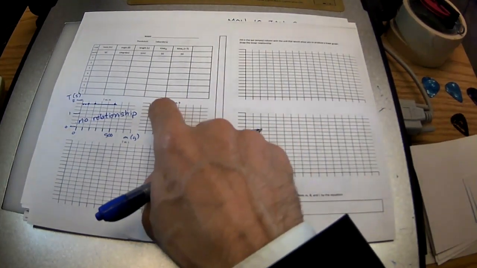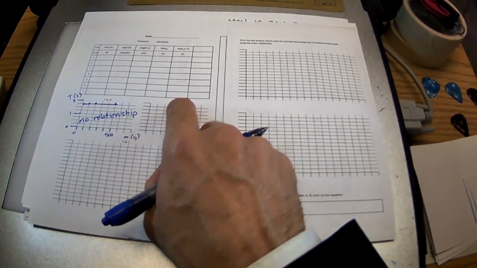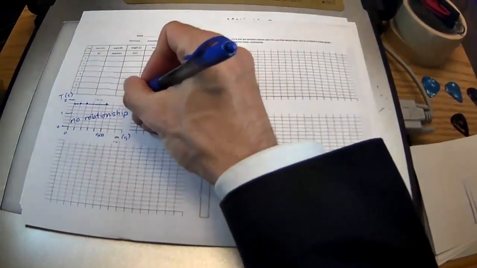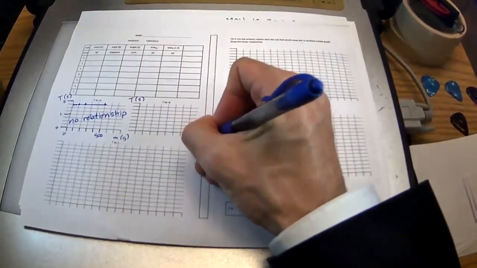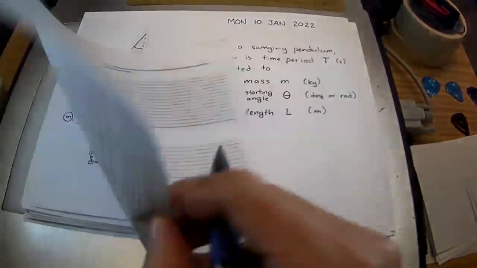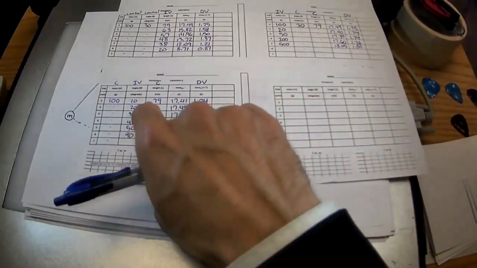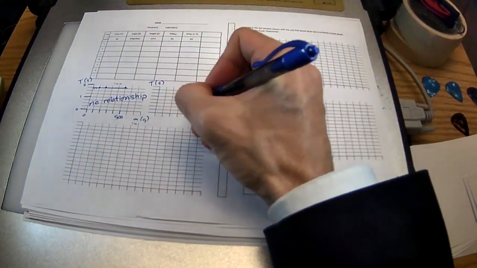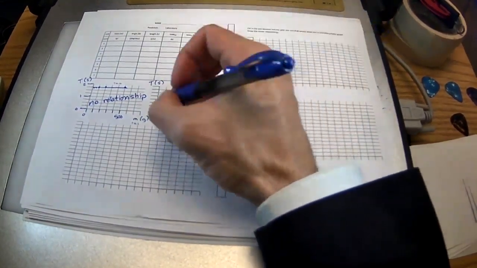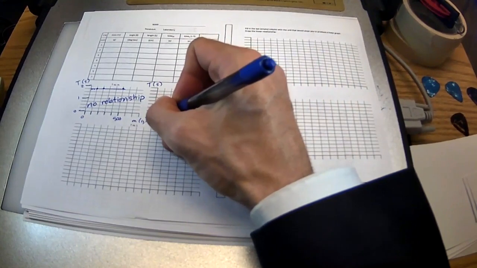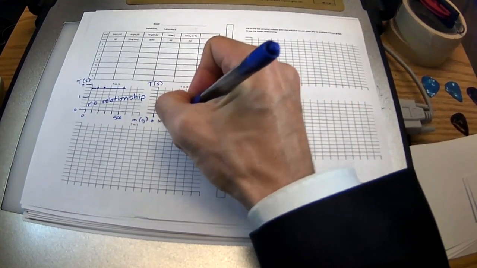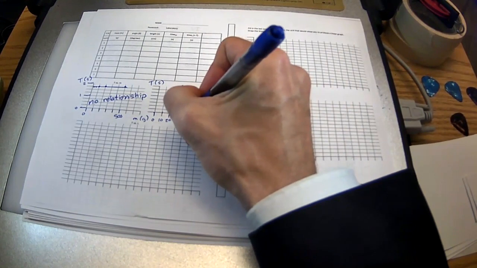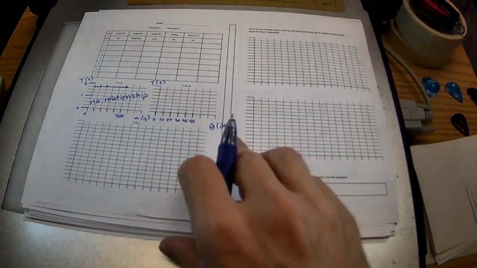Okay, next graph, time period versus starting angle from the vertical, theta. So you've got T in seconds versus theta in, say, degrees. We'll go up to 50, but we did do a 90. See if we can put that on here. Do it this way: 0, 10, 20, 30, 40, 50. I think I'll lose that 90-degree one, but it'll be all right.